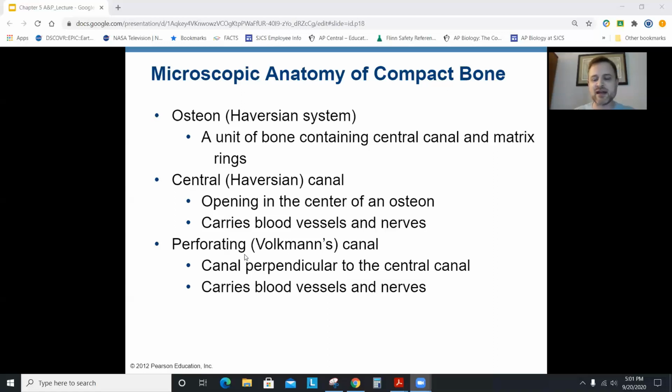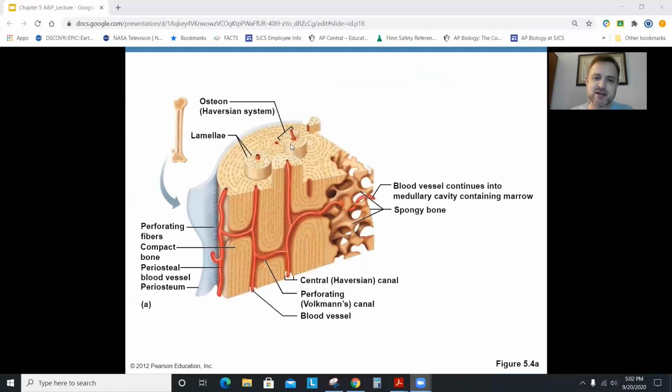Perforating or Volkmann's canals are canals that come off at right angles. Picture you have two osteons coming out at you. You can have a canal that goes between them and connects them, which can carry blood or nerves between osteons. They're perpendicular to the central canal. Those are called perforating or Volkmann's canals. Here in this picture, you can see an osteon, you see a blood vessel, and these things that go between the canals, again, are the perforating or Volkmann's canals.